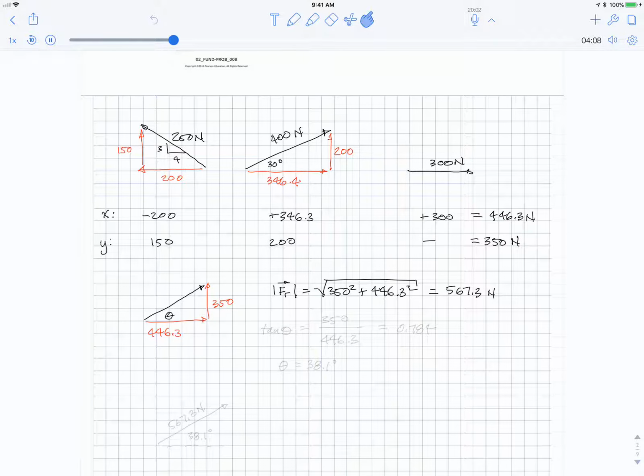For this angle theta, we have tangent theta is 350 over 446.3. And that equals 0.784. And so that means theta equals, taking the arc tangent, 38.1 degrees. So the final answer is the resultant is 567.3 newtons, and it is 38.1 degrees above horizontal.